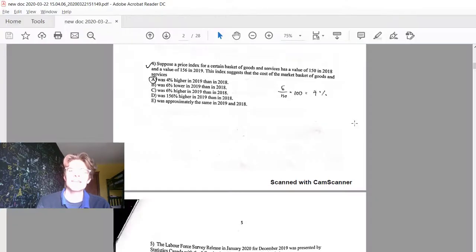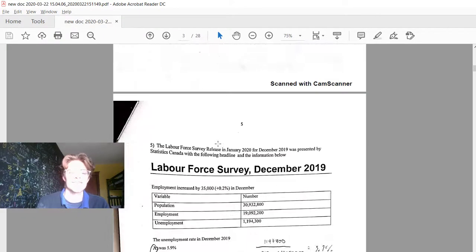So that's how much it's changed. When we multiply by 100, we get the percent that it's changed, which is just 4%. So then you can see that it's 4% higher in 2019 than 2018. Not any of these other ones.